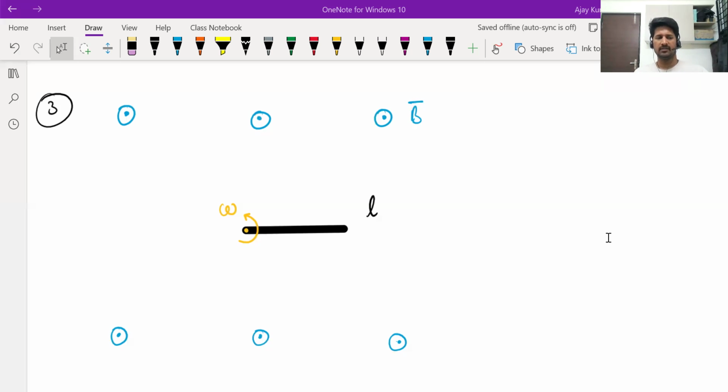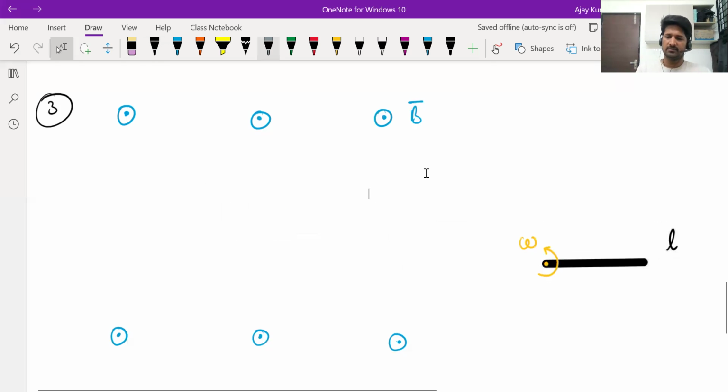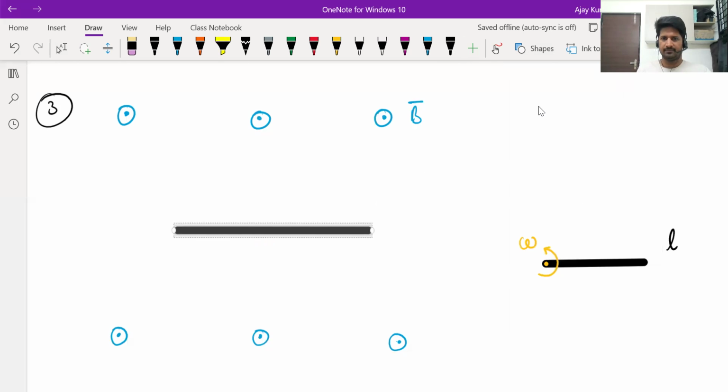Others, any answer? Will there be charge separation in this case or not? Okay, we'll come back to this. Let us put it aside. Imagine there is a rod moving in the upward direction. Okay, forget rotation. Let's say it is in pure translation only. It's moving this way. Will there be EMF induced in this rod or not?